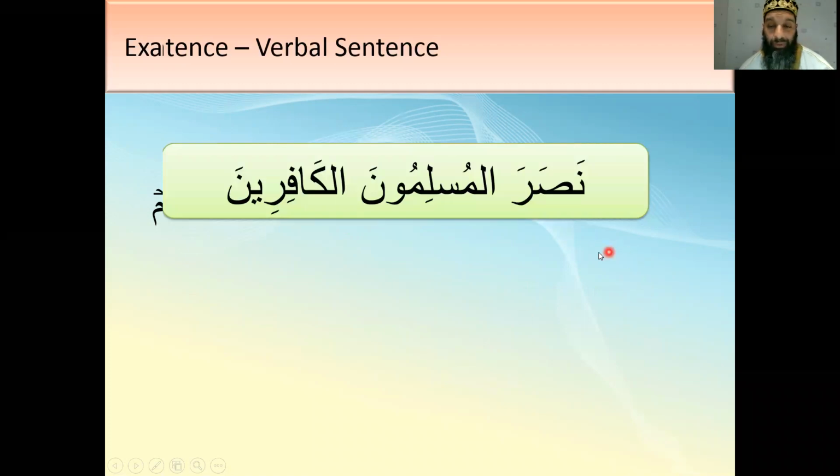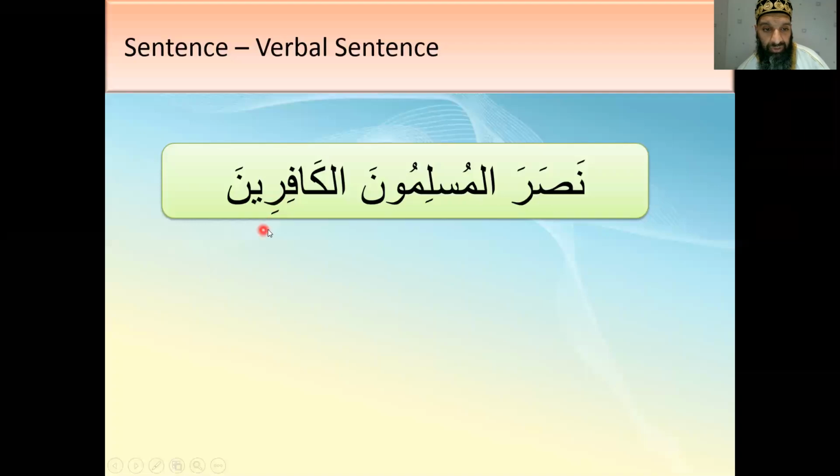Okay, some examples for you guys now. Nasara means he helped. Who did the helping? Look for the marfu word. Please translate without looking at your books. So we see nasara. Nasara means he helped. Who did the helping? Look for the marfu word. Oh, the Muslims. The Muslims helped.